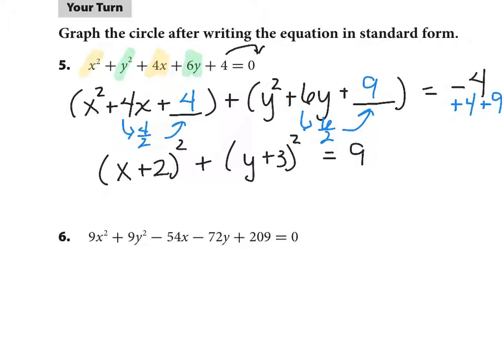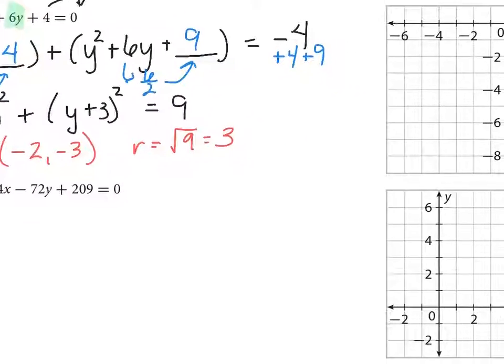All right, now it's in standard form, which is so much more helpful. Our center is at negative 2, negative 3, and our radius is the square root of 9, which is 3. So let's move over to our graph where we can graph that.